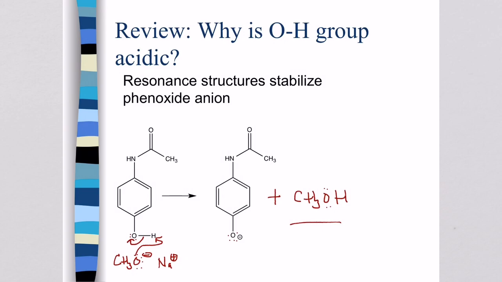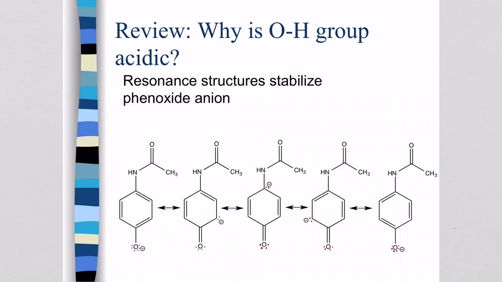Now, you might be asking yourself, why is it that this reaction can happen? Because the pKa of methanol is around 16. Why is it that the pKa of this phenol is 10? Why is it so much lower? Well, the reason is that the negative charge on the oxygen in the phenoxide ion is stabilized by resonance. And we can see this. We have 5 different resonance structures that we can draw, and we can just chase that negative charge.